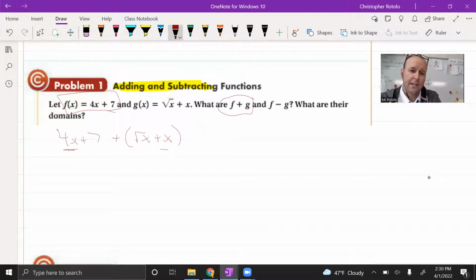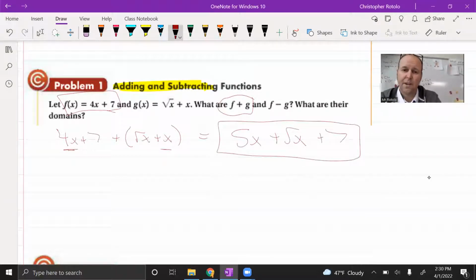I got 4x and 1x. That makes 5x. I have a square root of x. It is positive. And I have a 7. Those are all unlike terms. So that is the result of adding f of x and g of x.